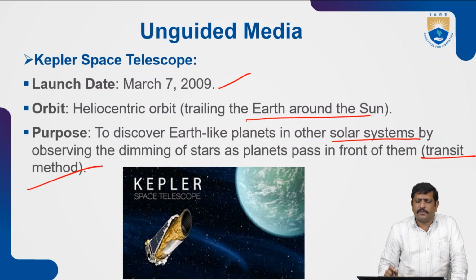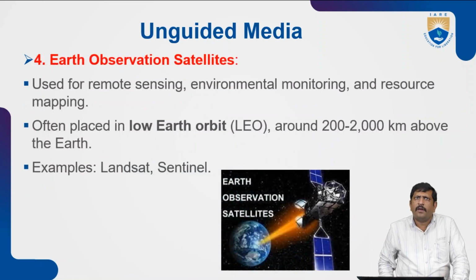This is the transit method. So the KST, the Kepler Space Telescope, discovers Earth-like planets in other solar systems by observing the dimming of the stars as a planet passes in front.